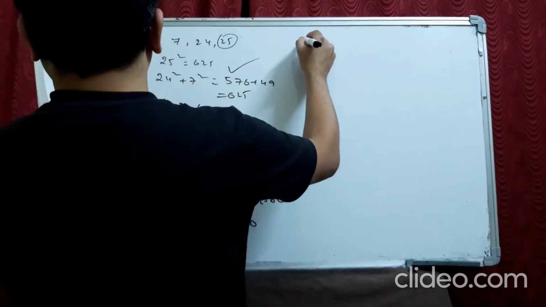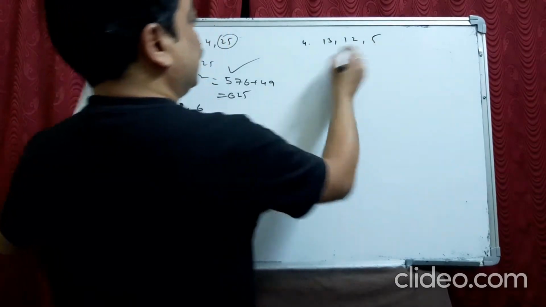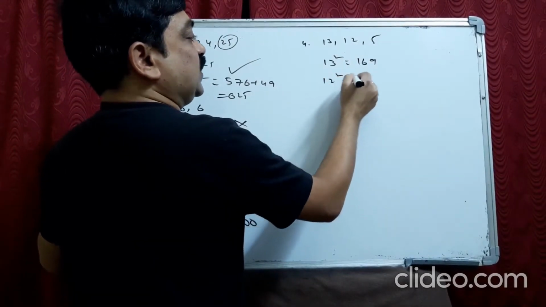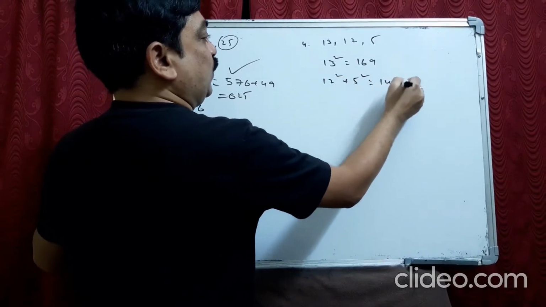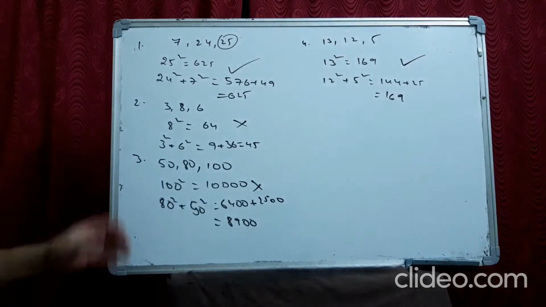Next one, 13, 12, 5. The bigger one is 13, square is 169. Squares of the smaller two: 144 plus 25, 169. So it is satisfying Pythagoras theorem. Understand?